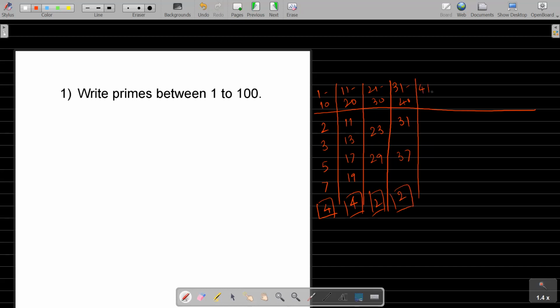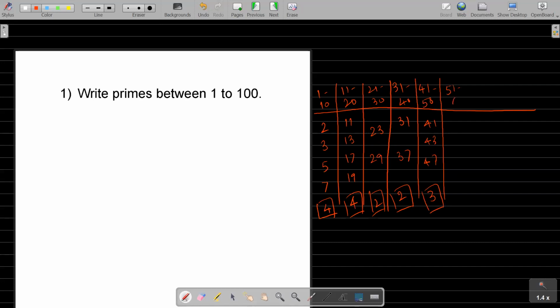Then 41 to 50: 41, 43 and 47. Very good. So now you see again the number of primes is increased by 1. There are 3 primes. Earlier, in the two groups of 10, there were 2 primes, but now there are 3.